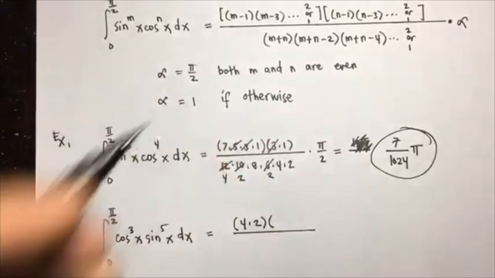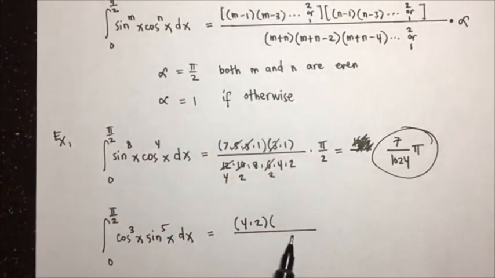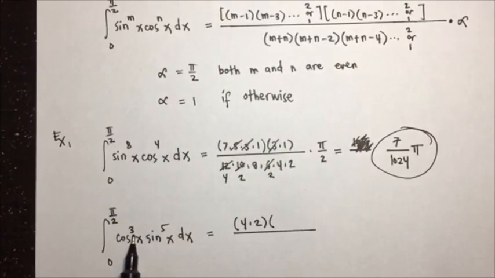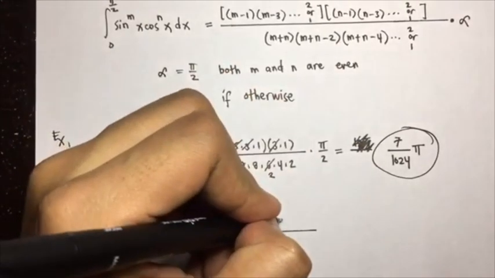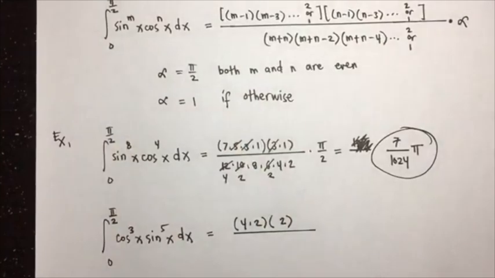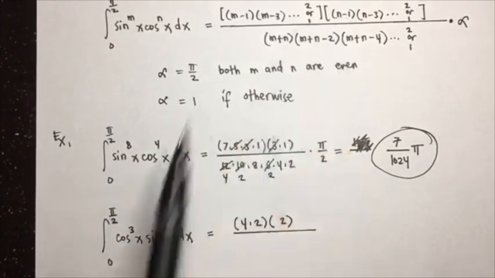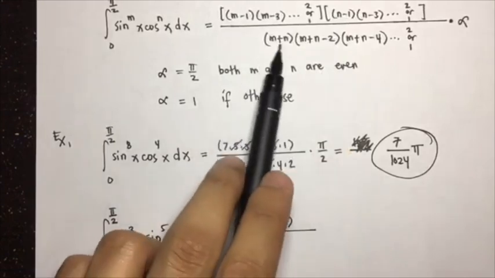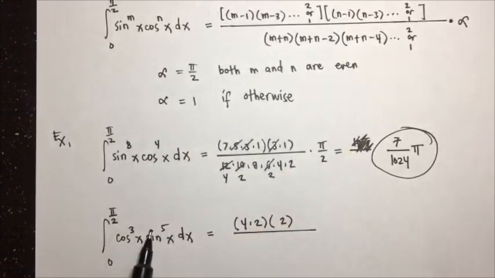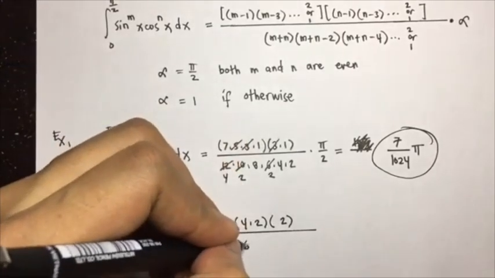And then n minus 1. So our n is 3. So n minus 1 is 2. And then we stop there. We are only going until n minus 1. And then in the denominator, m plus n. M plus n is 3 plus 5, that is 8.